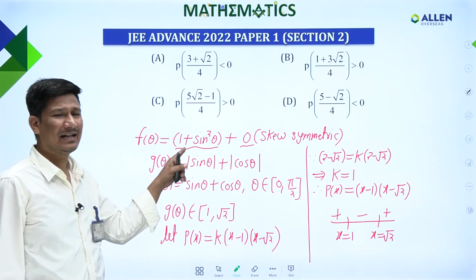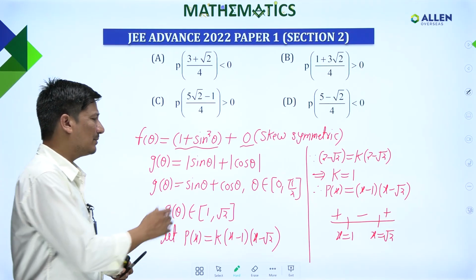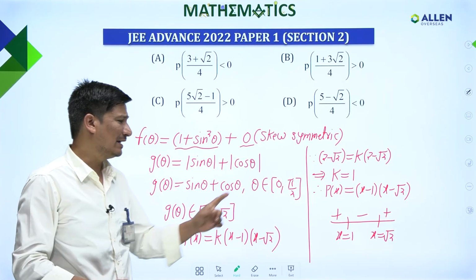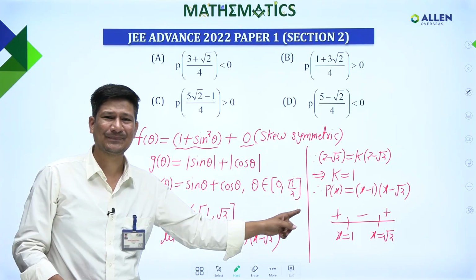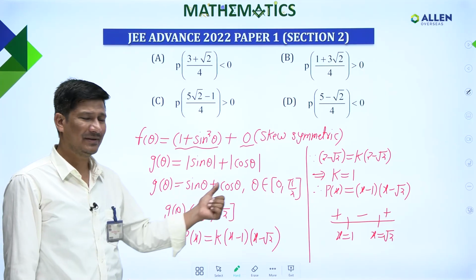Put the value of f of theta in the function g theta, that one is given in the question. So its value comes out to be modulus of sine theta plus modulus of cos theta. It is given in the question that theta lies from 0 to pi by 2. So definitely both sine and cos will be positive. So write it as sine theta plus cos theta.